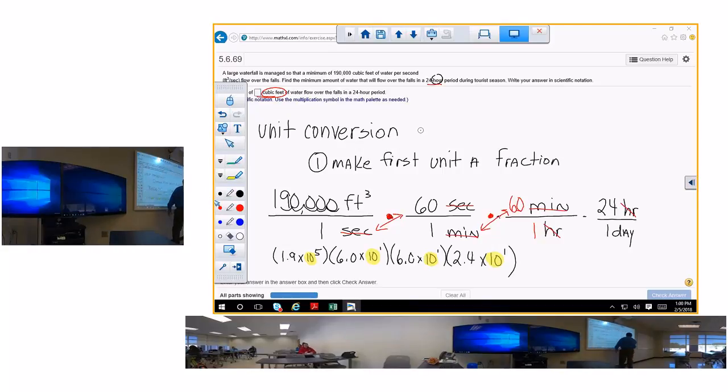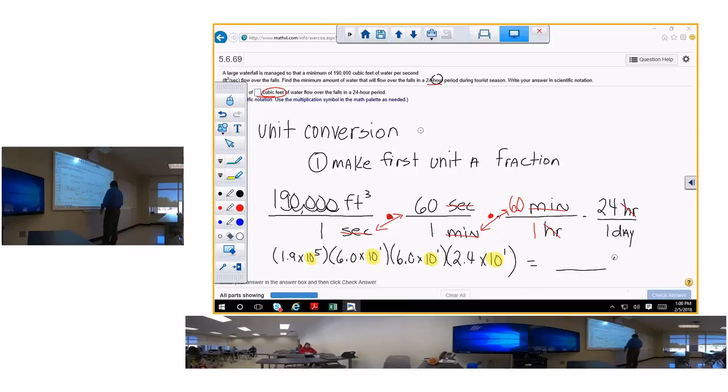So I go, blank times 10 to the 8th power cubic feet. That's going to be my answer. And I just got to figure out this part. Well, I know 6 times 6 is what? I know that's 36, right? Everybody knows that, right? And then you can multiply it by 2.4 or 1.9. You can multiply it by 1.9, and that'll give you 36, but you got to worry about that 9.